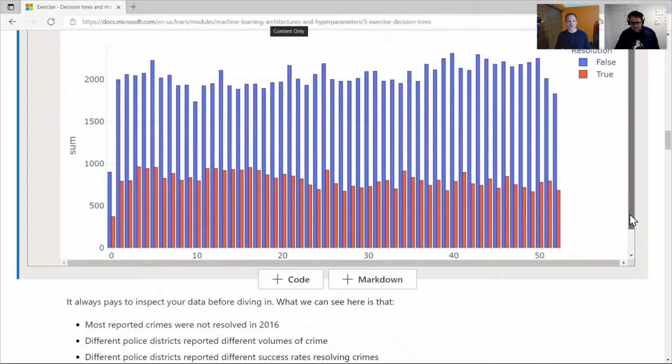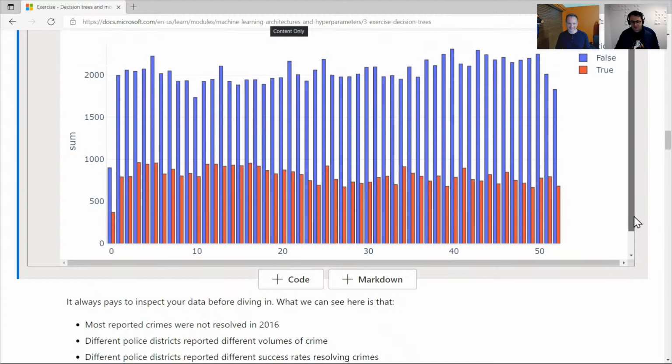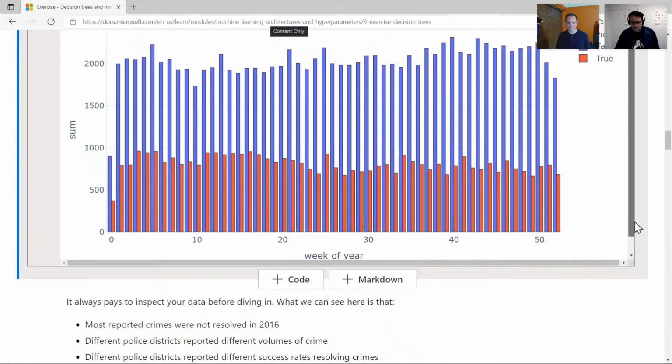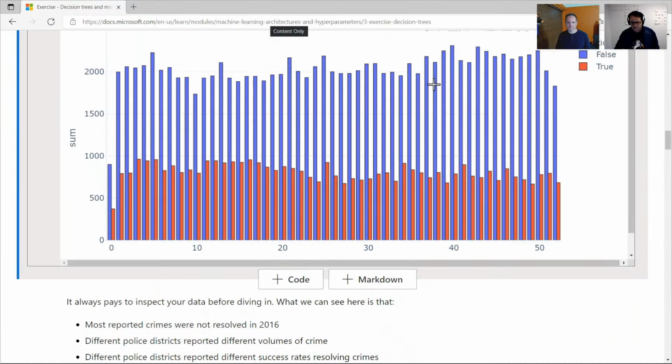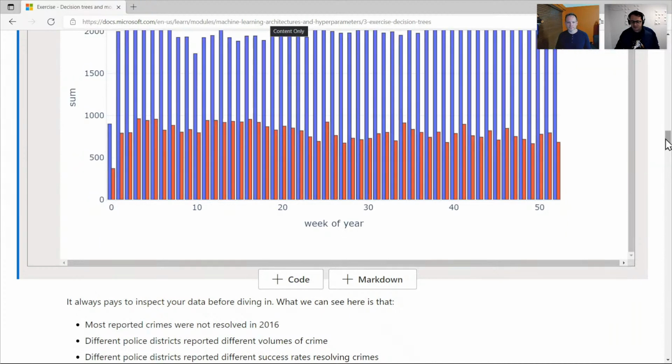And which surprises no one, right? Yeah, more people are out Friday and Saturday night, so things like assaults would likely climb. And then we've got the week of the year. Towards the latter part of the year, it tends to go up a little bit on average. But you can see there's various cycles, etc. Some interesting things to consider.